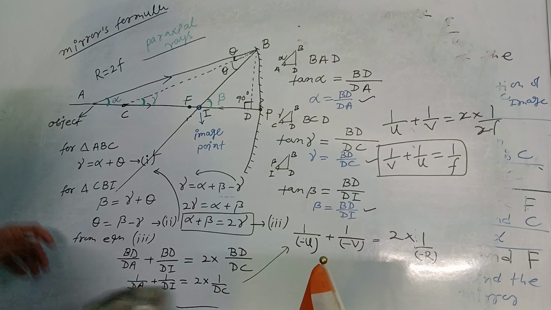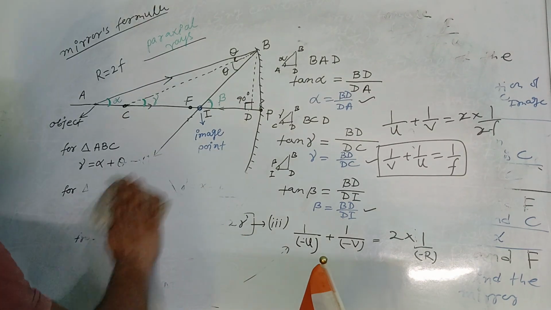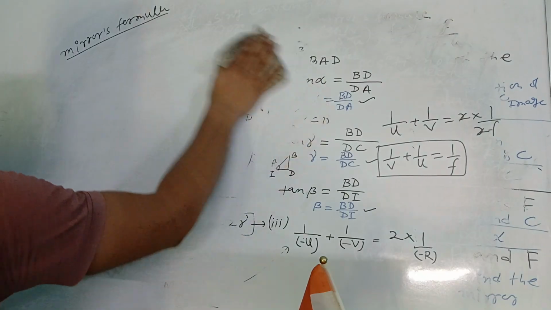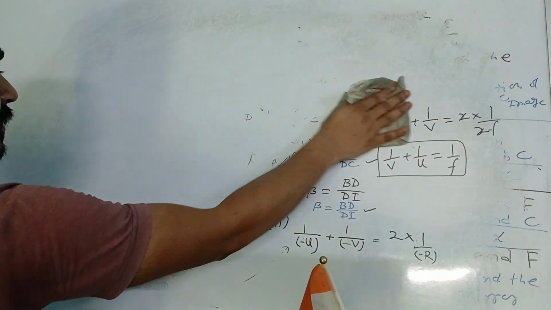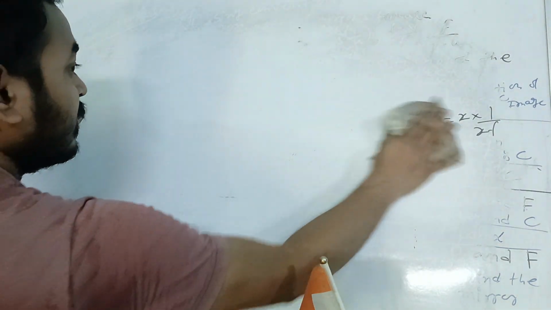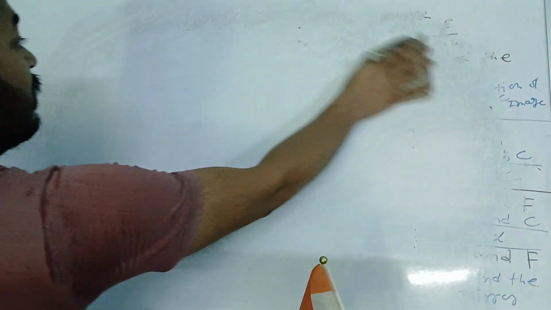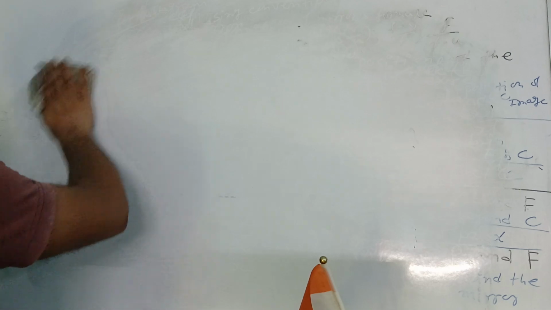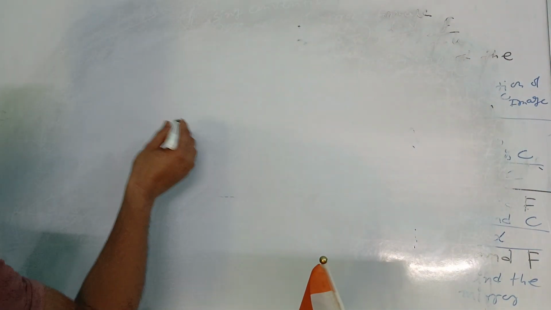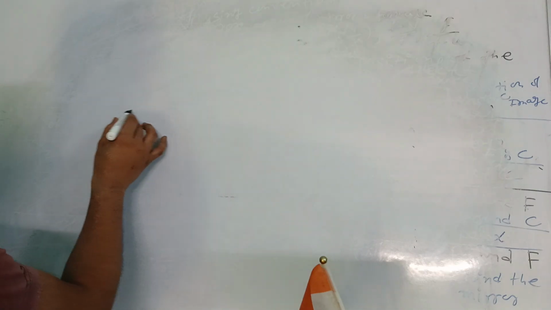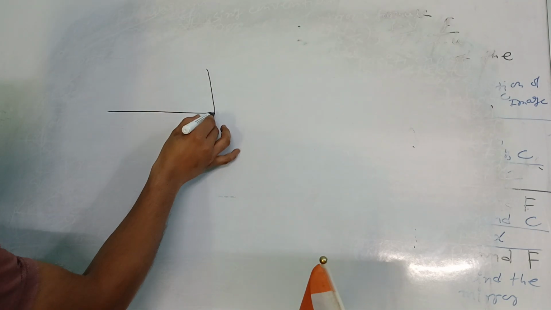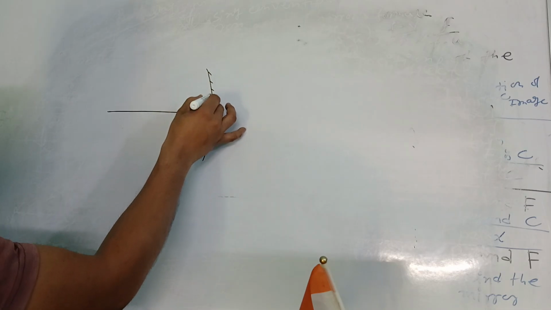I am erasing this part, and next our topic is magnification. So before going to magnification, just a few sentences you have to remember. See, I am drawing here on this side concave and convex. So if I draw, this is the concave mirror.